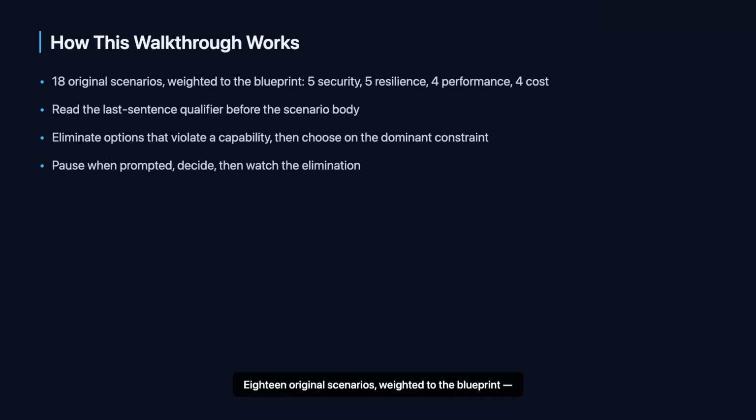Here's the format: 18 original scenarios weighted to the blueprint, 5 on security, 5 on resilience, 4 on performance, and 4 on cost. For every single one, we run the same protocol. First, read the last sentence, the actual qualifier, before you read the scenario body. Then eliminate any option that violates a hard capability. Finally, choose the survivor on the one dominant constraint. When I prompt you to pause, stop the video, commit to an answer, and then watch the elimination unfold.